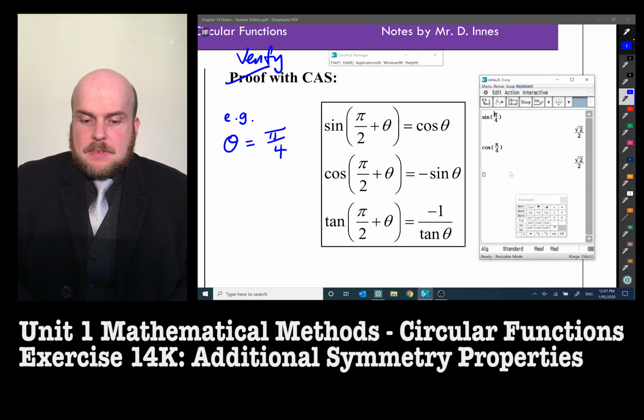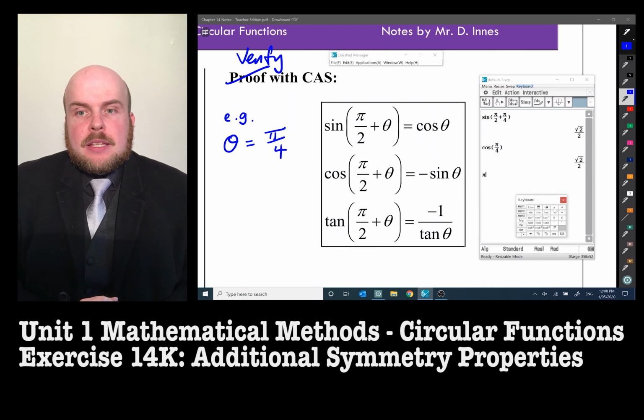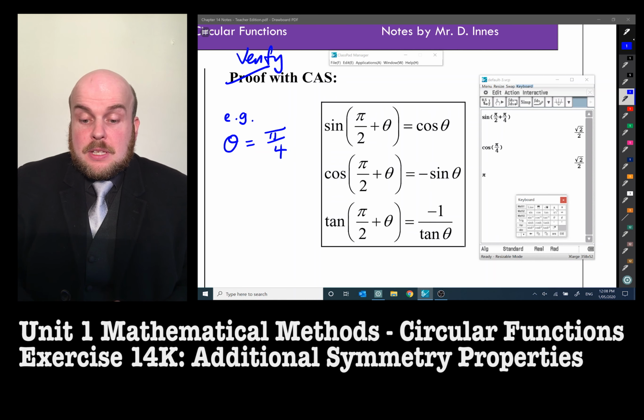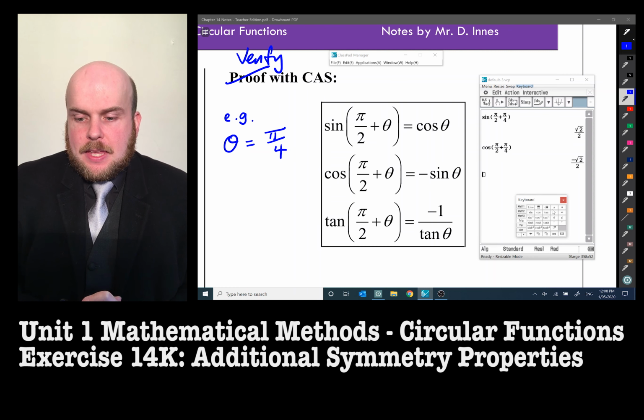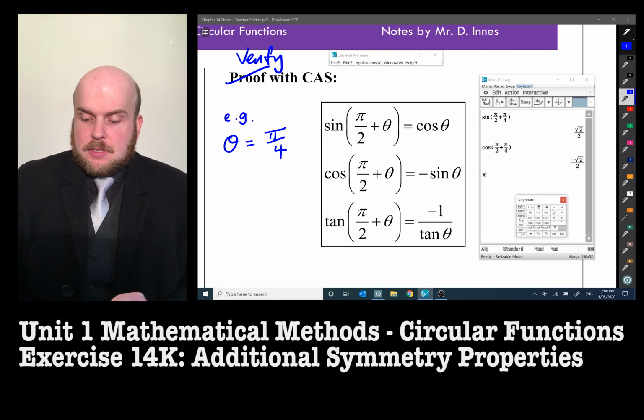So now that we've done that, let's see what happens when I put sine of pi over 2 plus pi over 4. Look at that. It's still equal to root 2 over 2. In other words, it's equal to the same as cos theta. And we'll substitute with another angle shortly. So if I do cos of pi over 2 plus, you notice there it's become negative. So there is one sort of suggestion.